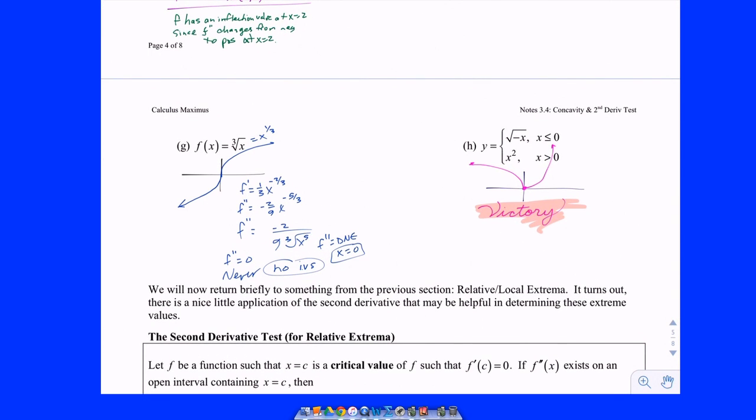Okay, speaking of victory, man, we earned that one. That was a long problem. It had A, B, C, D, E, F, G, H problems.